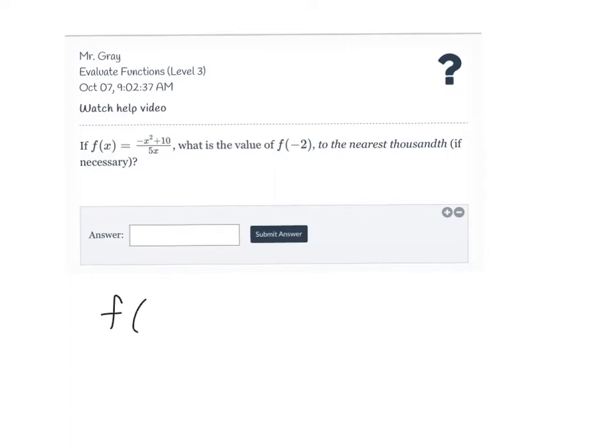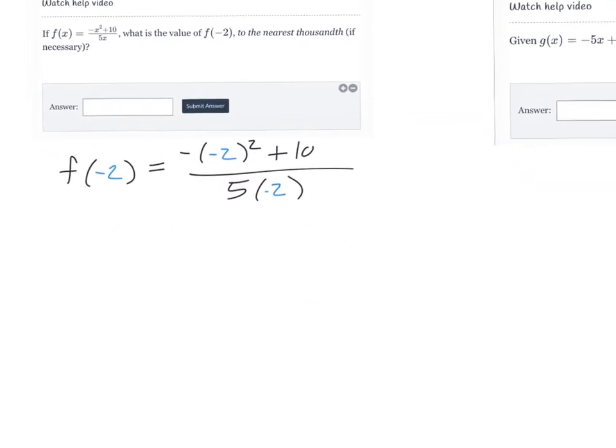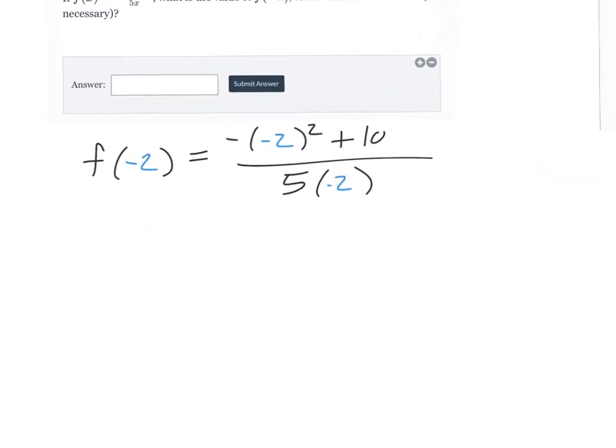F of, well, it's not x anymore, it's negative 2. So f of negative 2 equals negative (negative 2) squared plus 10 over 5 times negative 2. And you'll notice everywhere I plugged in a negative 2, I put parentheses around it. That's important because if you're doing a kind of complicated problem like this one, order of operations really matters.